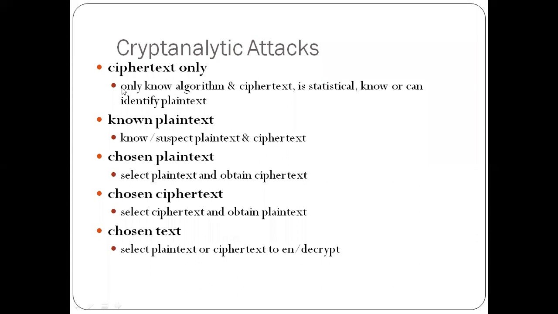What do cryptanalytic attacks mean? First of all, if we consider a ciphertext, we have to know the algorithm, right? And this is a kind of static approach. Now, suppose you have an idea about the plain text. You suspect what is there in the plain text, right? Then suppose chosen plain text: you are choosing the plain text, and you try to obtain the ciphertext. Then chosen ciphertext is vice versa.